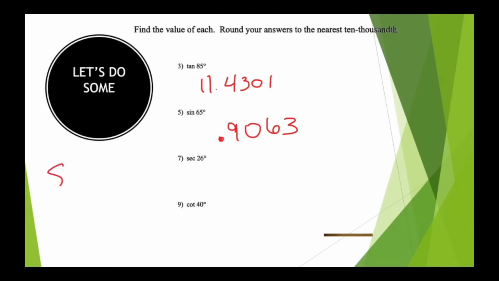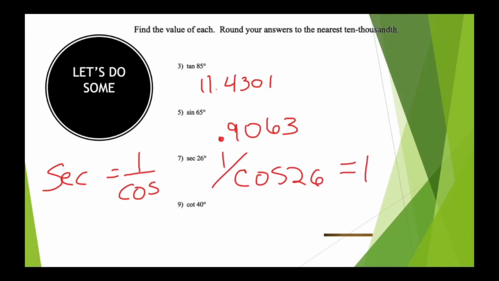Now, secant, if you remember, equaled 1 over cosine. That means it's a reciprocal of cosine. So to be able to evaluate it, you're going to have to, in your calculator, type 1 over cosine 26. And when you do, you should get 1.112.